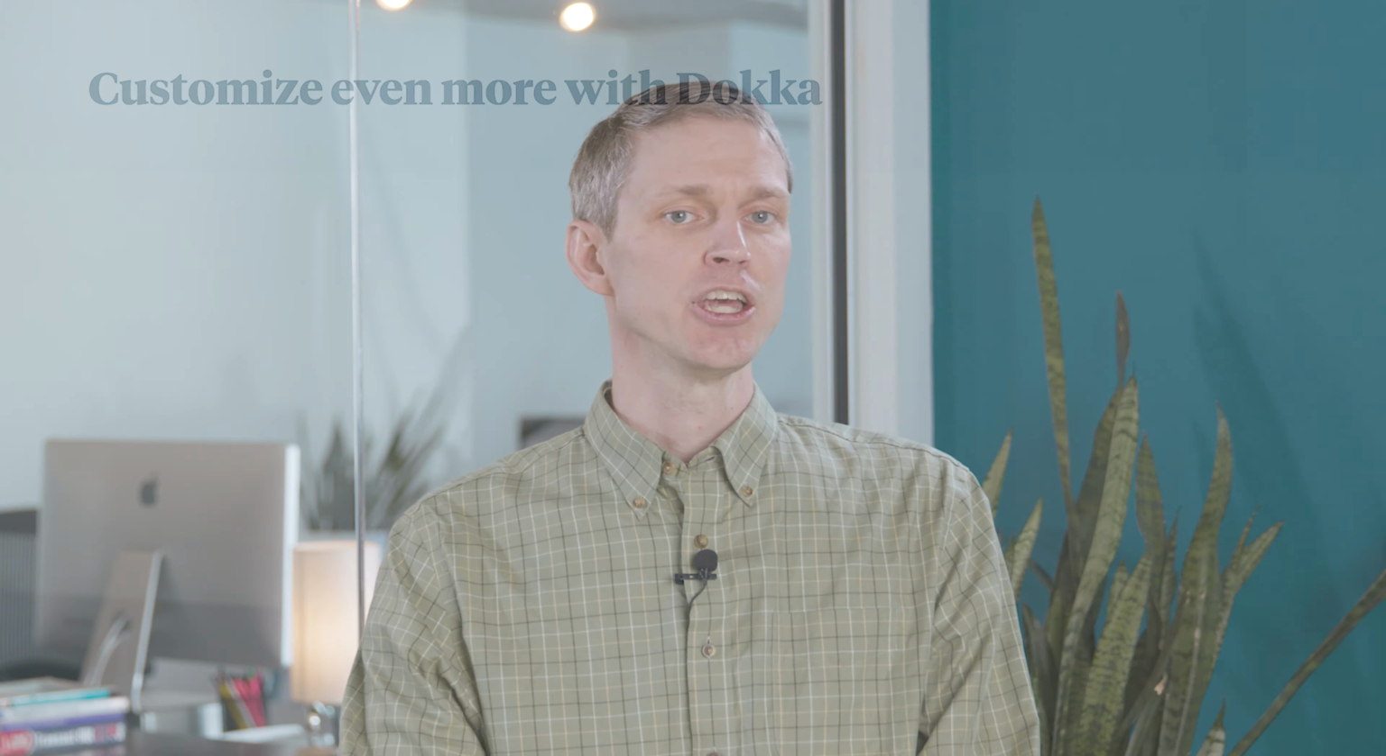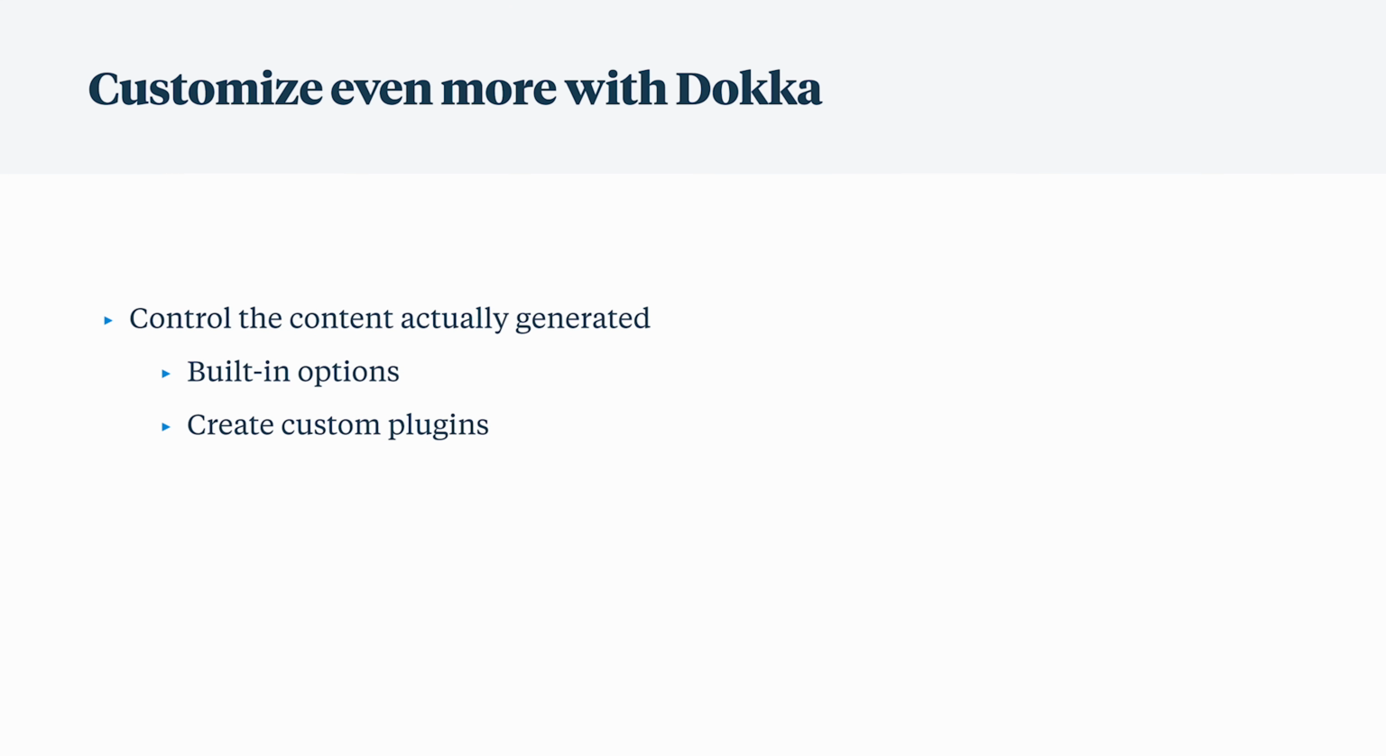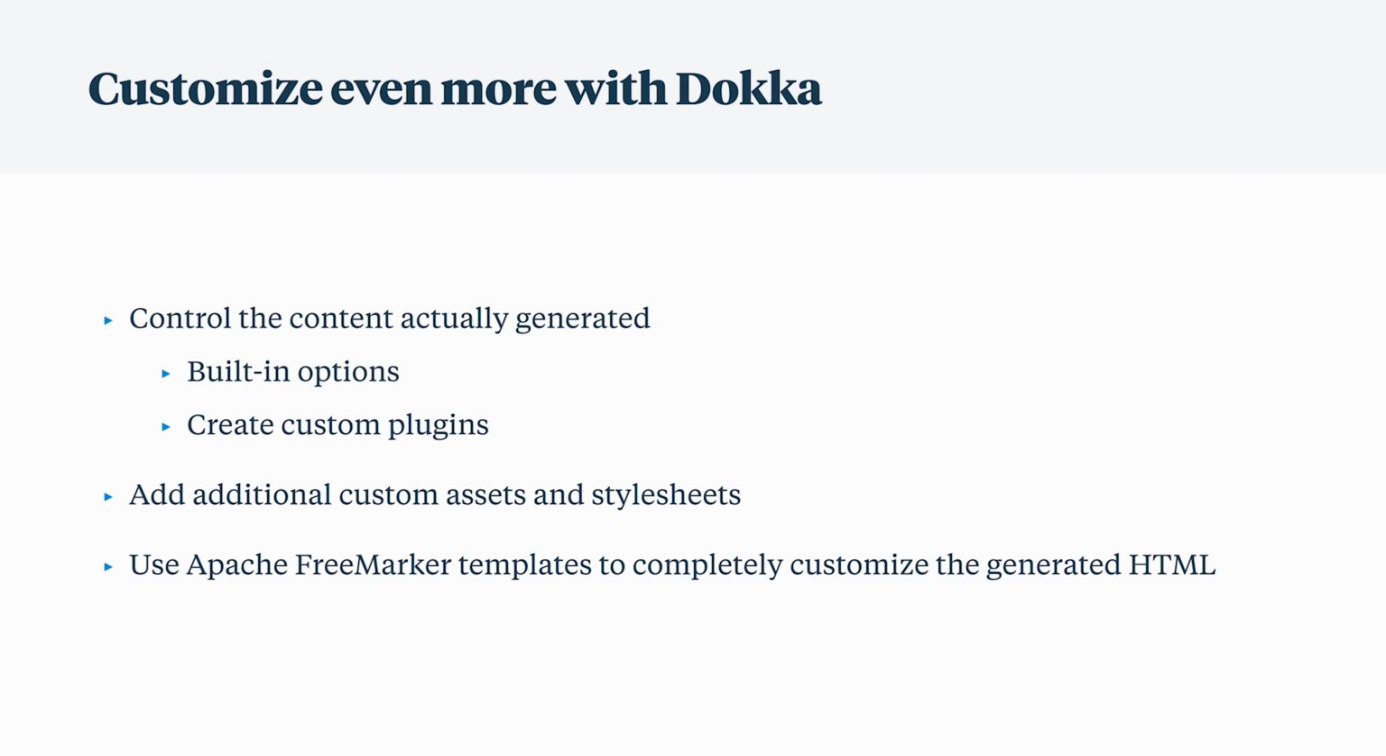Aside from those simple CSS changes, there's a lot more that can be done with Dokka that we didn't cover today. You can select what content is actually included in your generated docs, either by using pre-existing options or by creating custom plugins. You can also add additional custom assets and entire new style sheets that add or override all the included styles. Dokka also allows you to use Apache FreeMarker templates to completely customize how the HTML is generated.